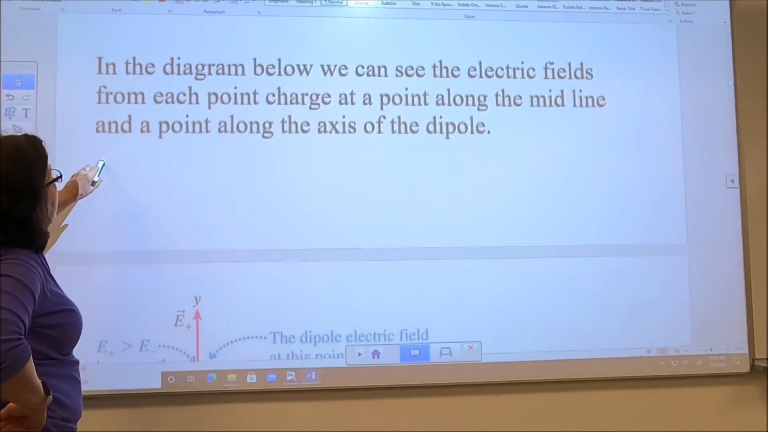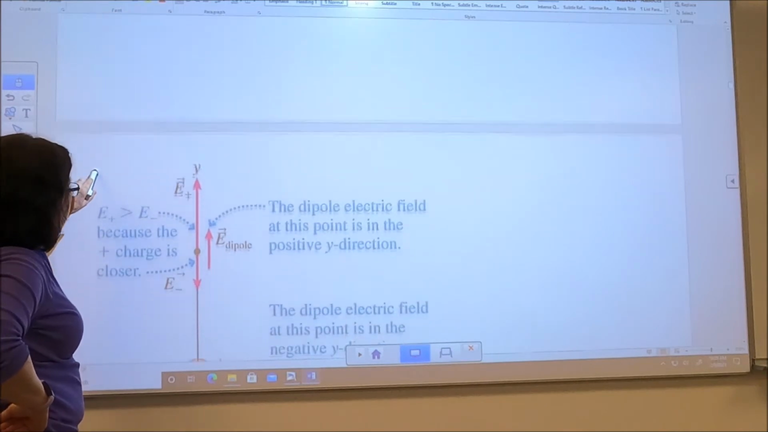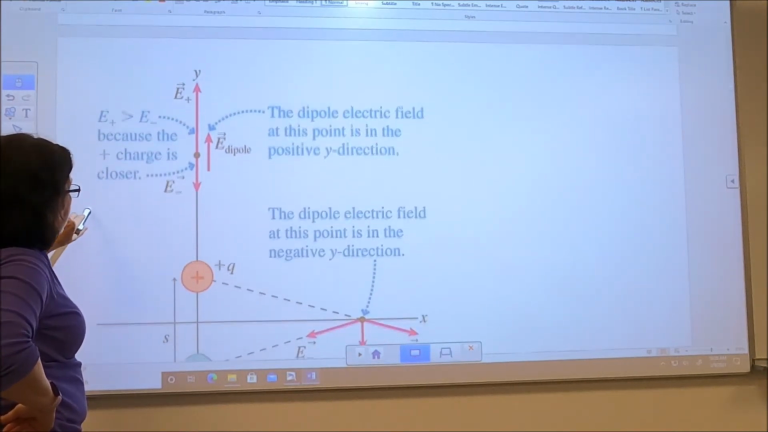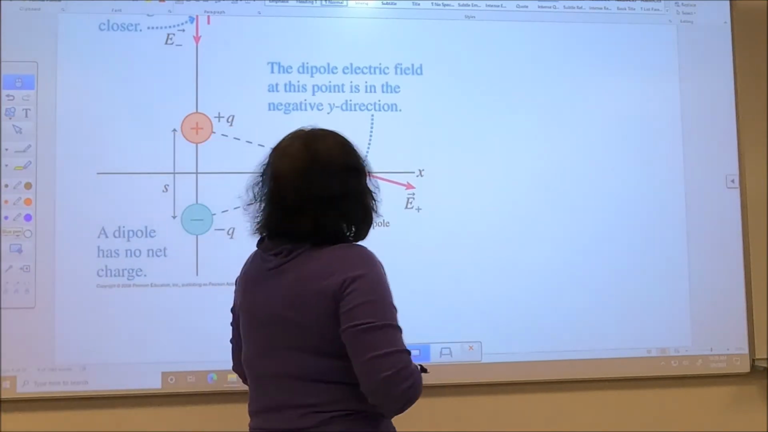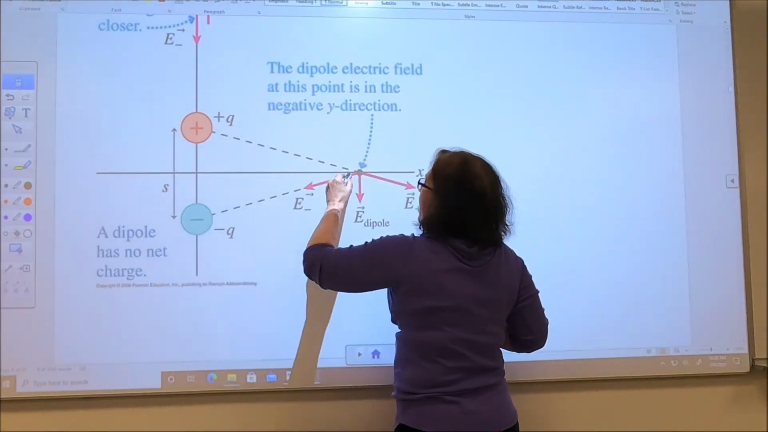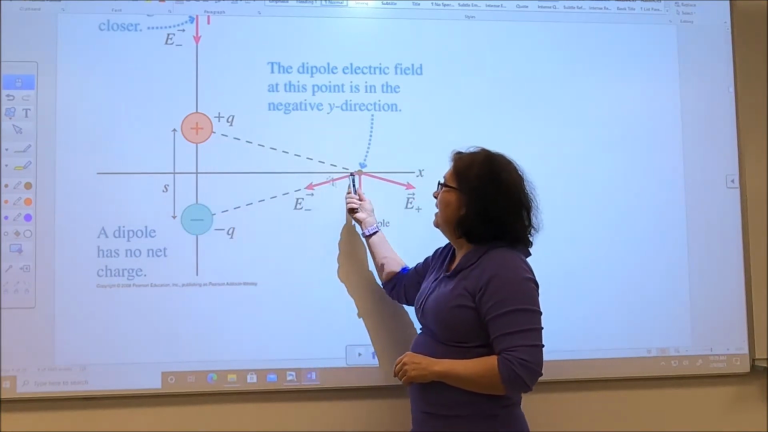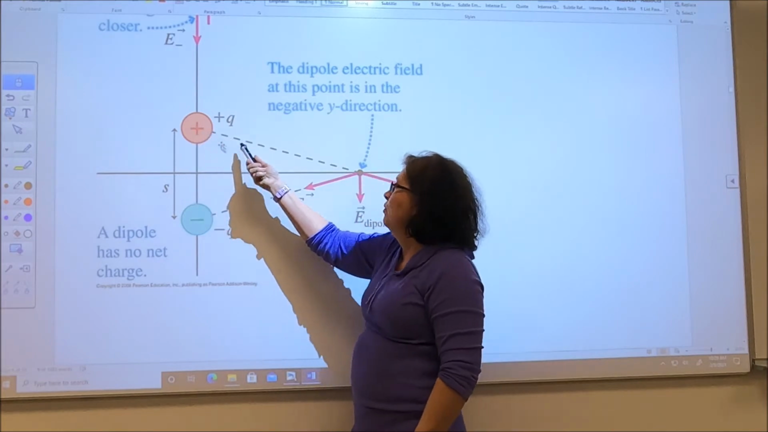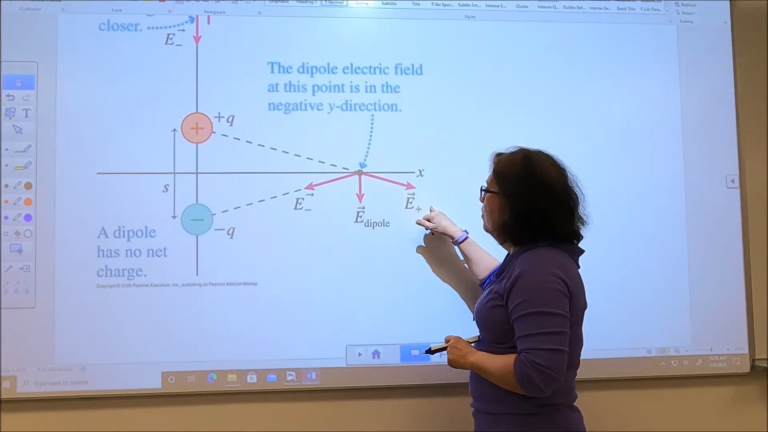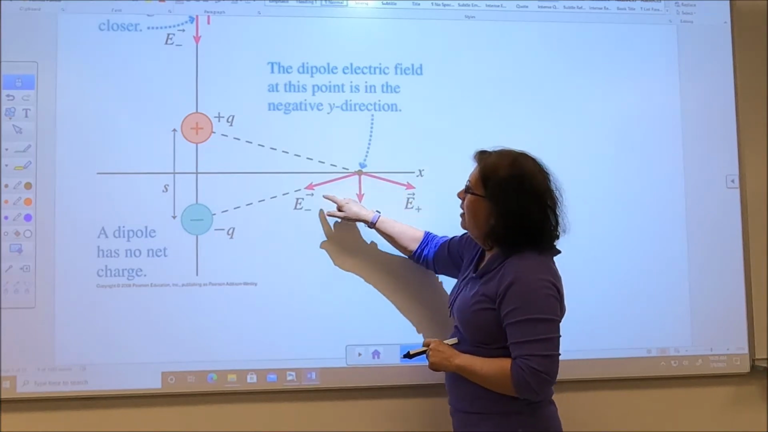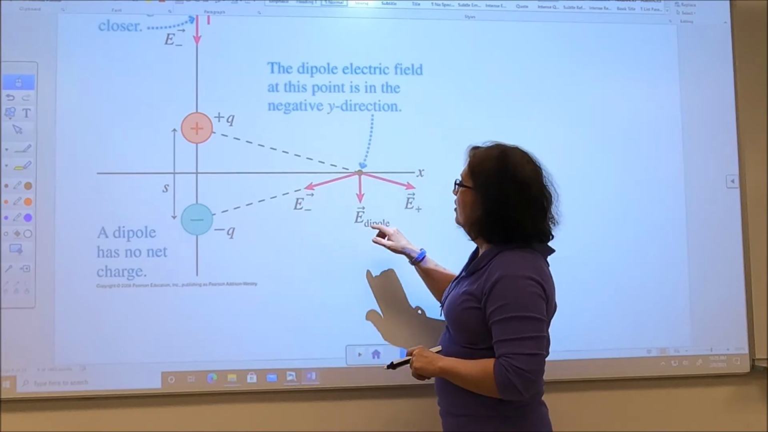Now, let's look at the electric fields from each point charge along a midline. So if we're looking right here at that point in space, then we connect it, okay, center of this one to that point in space. The electric field from the positive point charge is going to point in this direction. From the negative point charge is going to point in this direction.